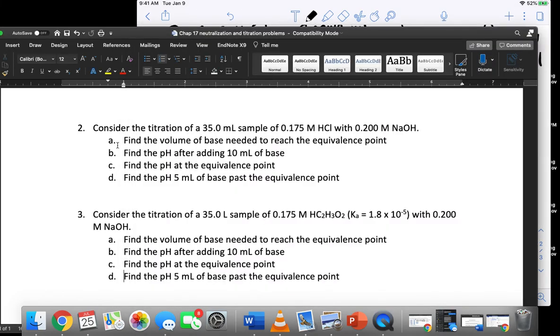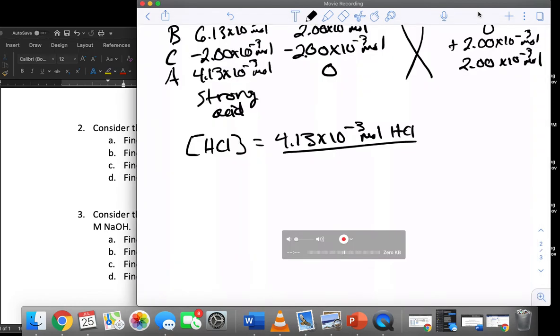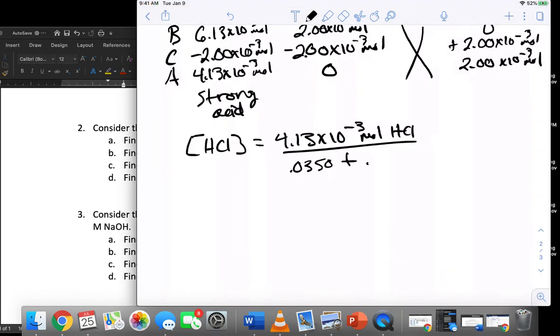So in the problem, I started with a 35 milliliter sample of HCl. I have now added 10 milliliters of base. I'm ignoring part A, A was a separate kind of calculation. These are not sequential steps. These are just individual parts, different points in the titration where we're finding pH. So after adding 10 milliliters of base, if I had 35 to start with, my total volume would be 45 milliliters, so 0.0350 plus 0.010.